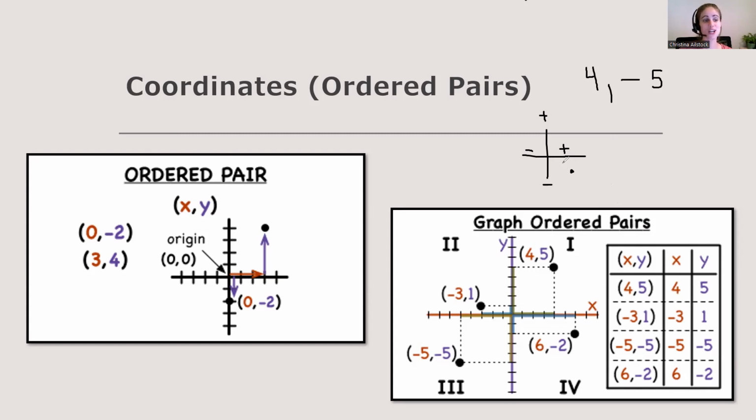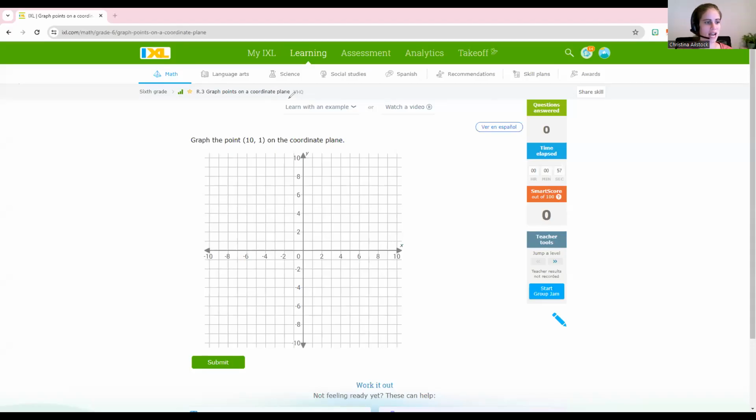All right, now that we've done all of this review, we've talked about all this vocab, let's put it into play, let's put it into practice, and hop on over to IXL. All right, here we are on IXL, assignment VHQ, graph points on a coordinate plane.